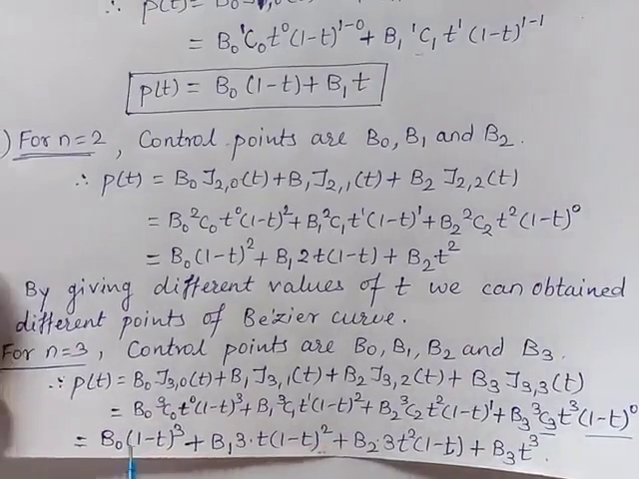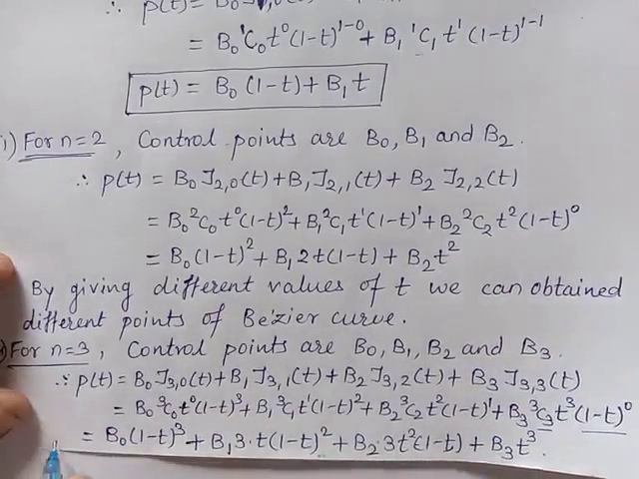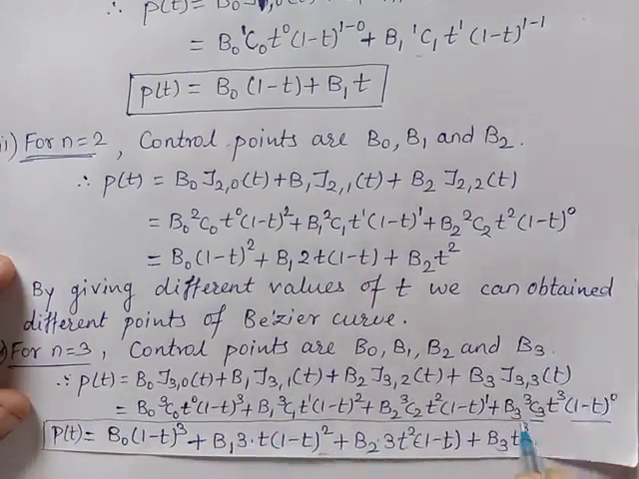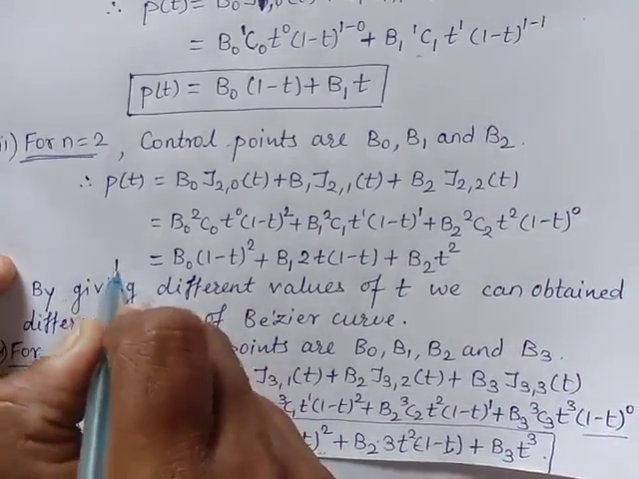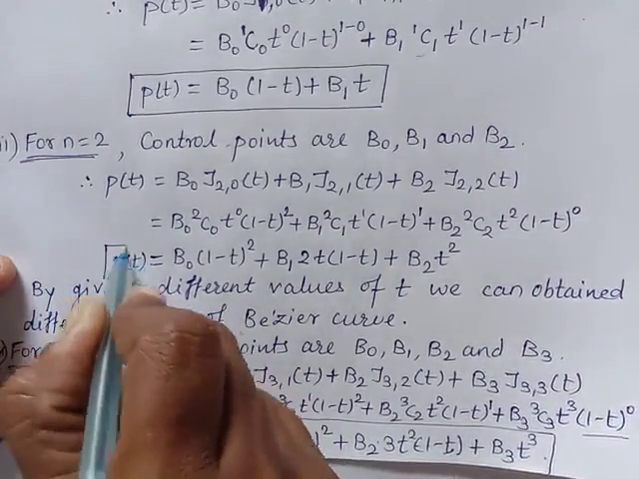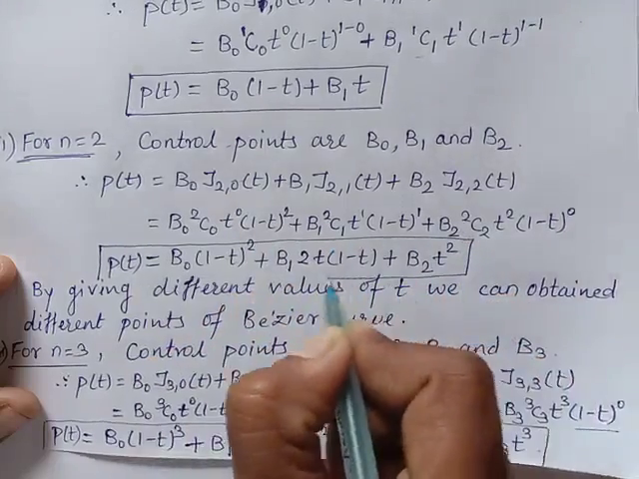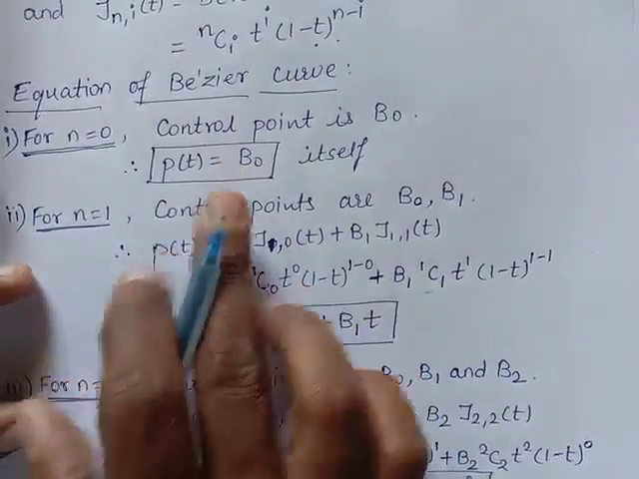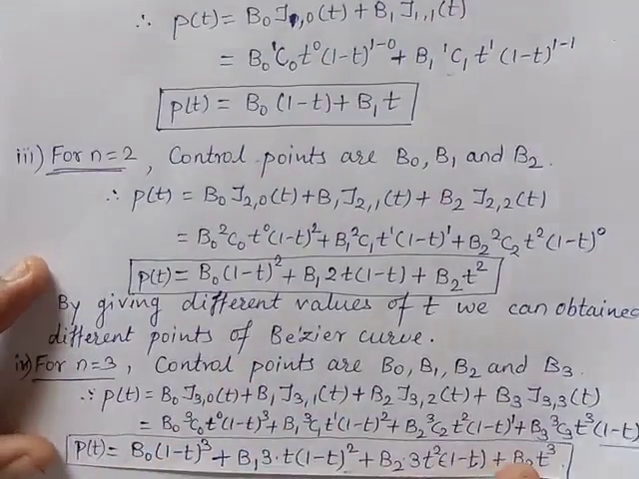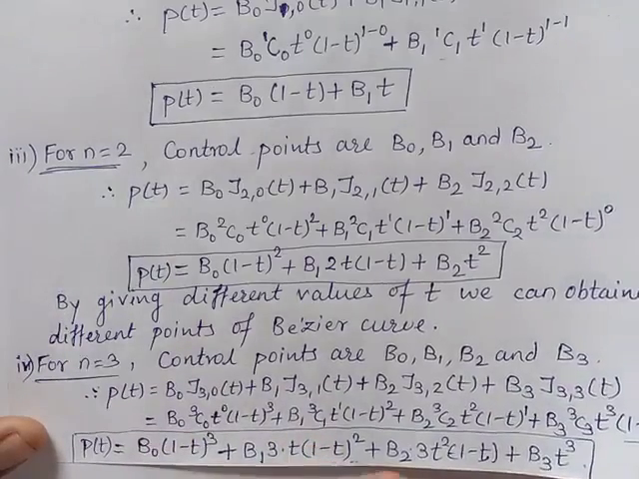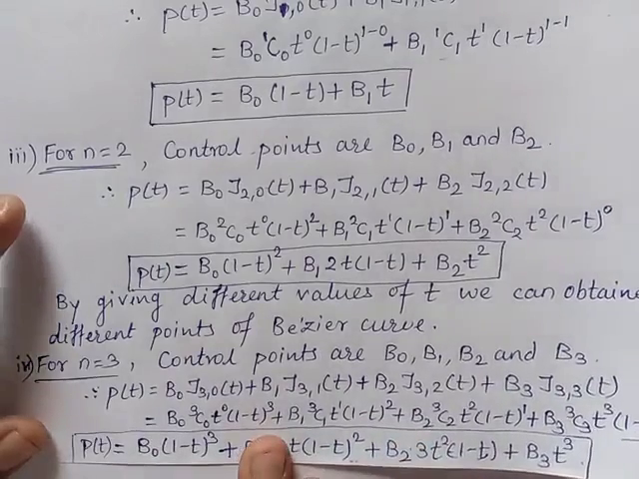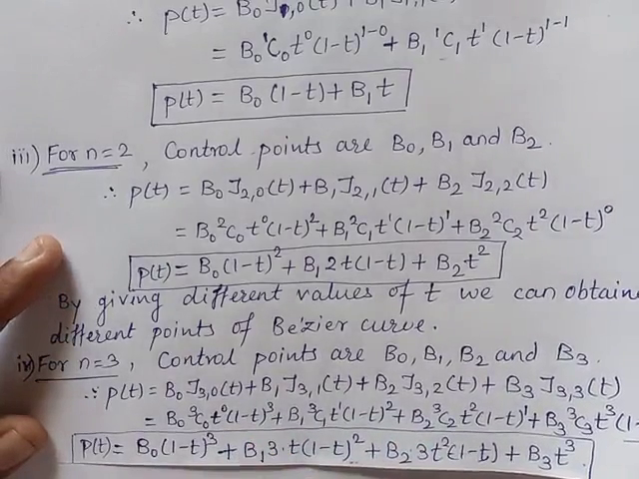This is our parametric equation for Bezier curve for n equal to 3. This is for n equal to 3, this is for n equal to 2, this one is for n equal to 1, n equal to 0, and so on. Here also for n equal to 3, by giving different values of t we can get different points on Bezier curve. Okay, now how does the figure of the Bezier curve occur? Let me show to you.